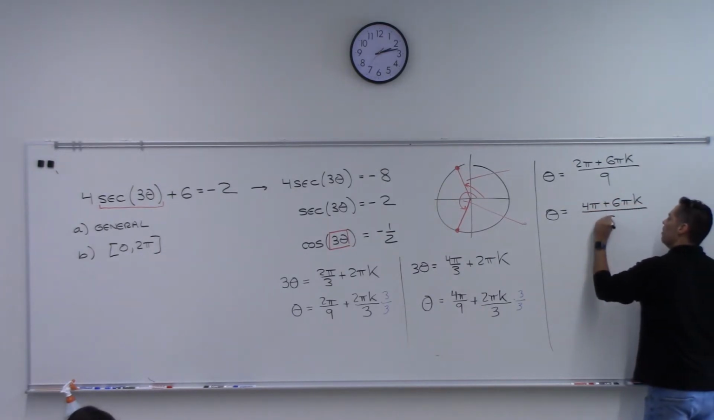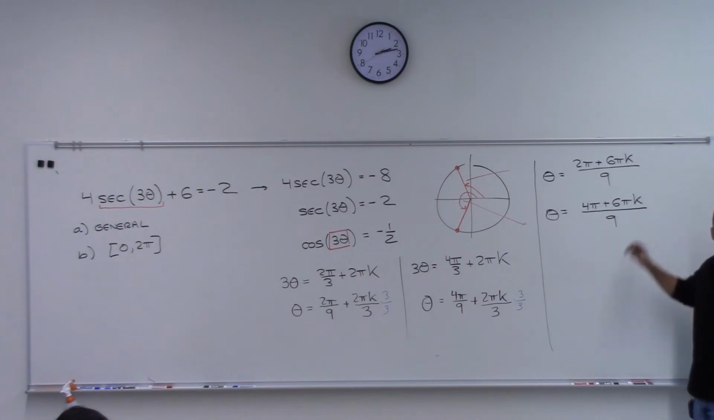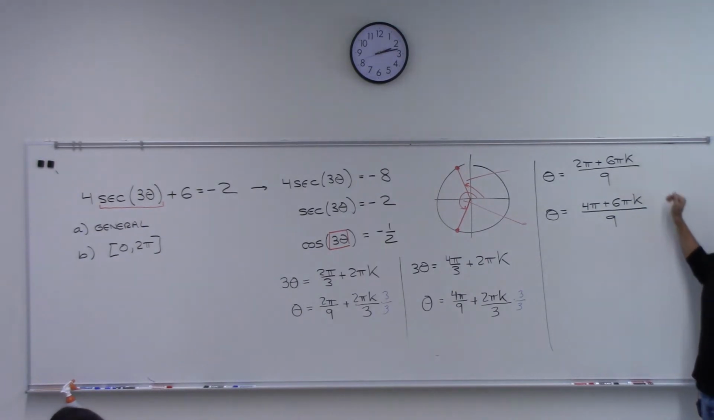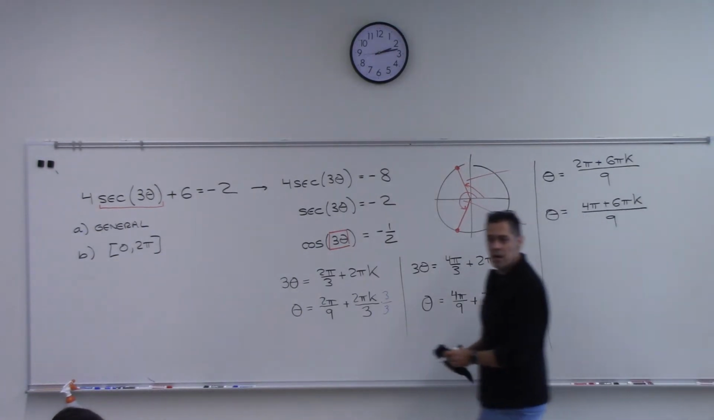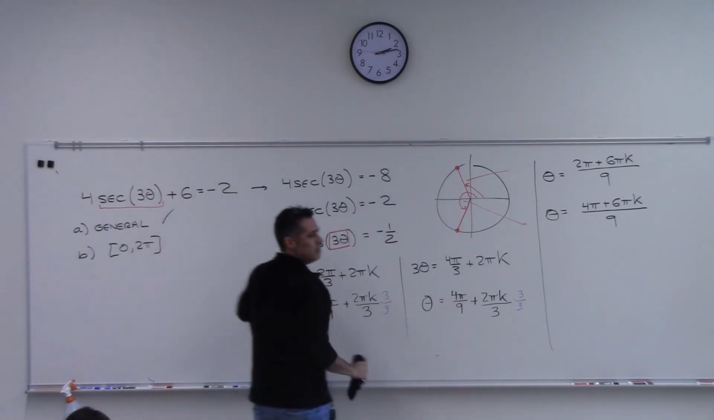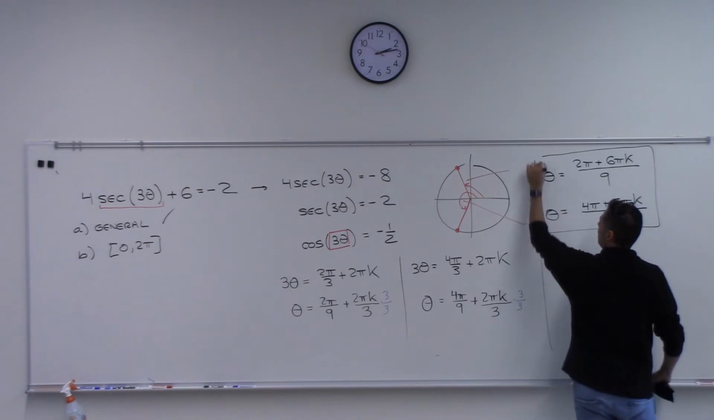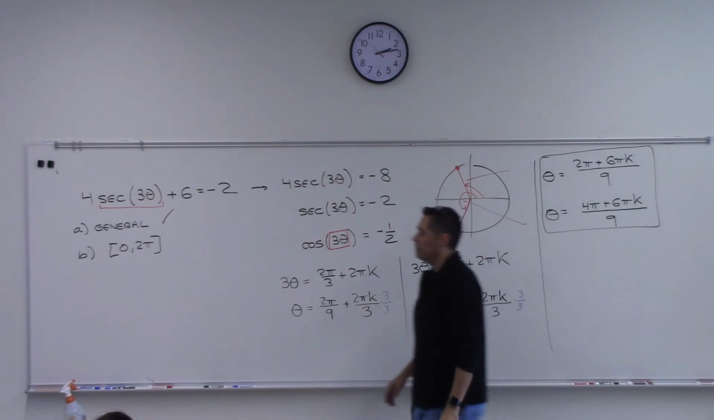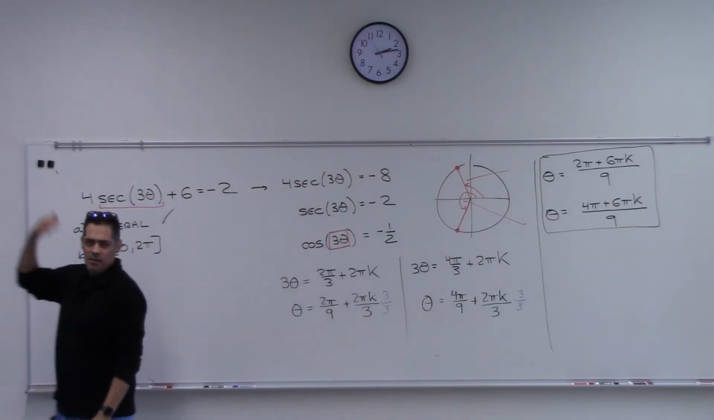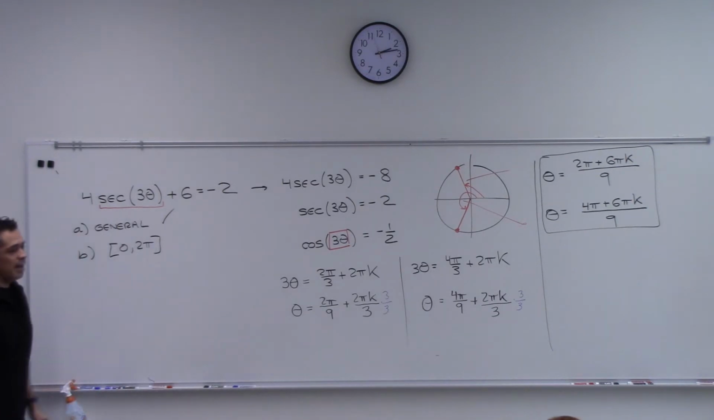All of this over 9. Those are your 2 sets of general solutions. So that takes care of part A, right? This would be part A's answer. And how do we do part B? Start plugging in values of k, okay? It's going to suck. Let's do it, though.